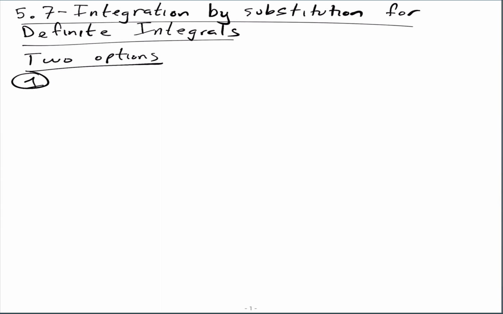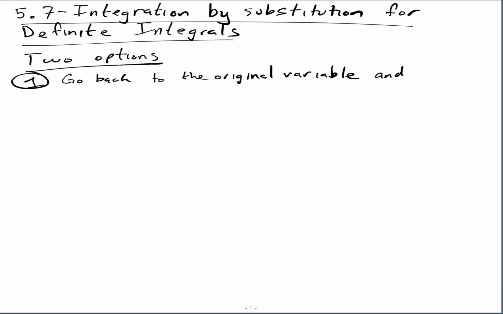So the first option is to go back to the original variable. So you substitute, right? You do whatever substitution you want to do. You go back to the original variable, which is basically what we were doing all last time, right?